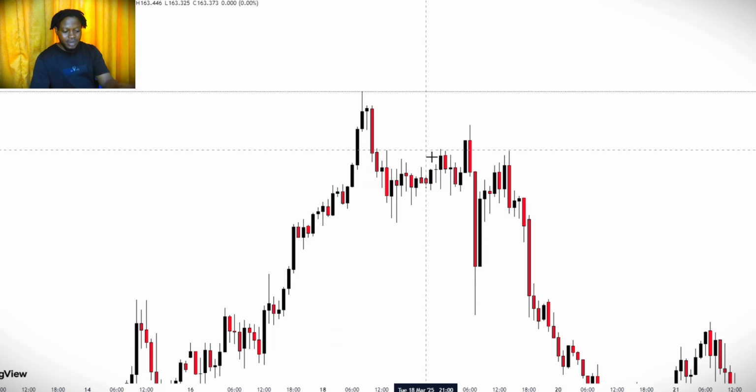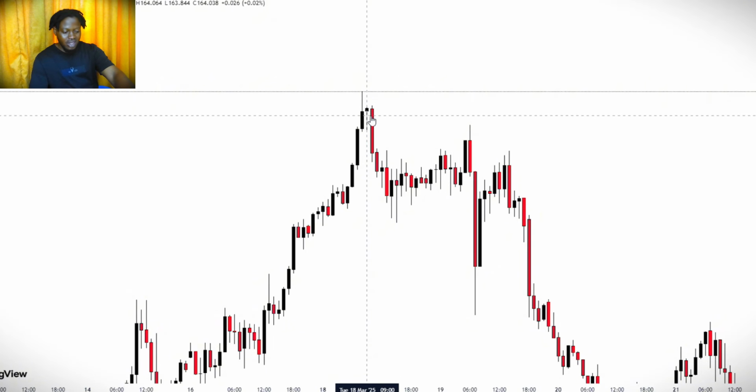and the sellers are contemplating. They are trying to decide who is going to take over the market. So after you have this small candlestick and then you have a bullish candlestick, you know that the buyers are still in control of the market.